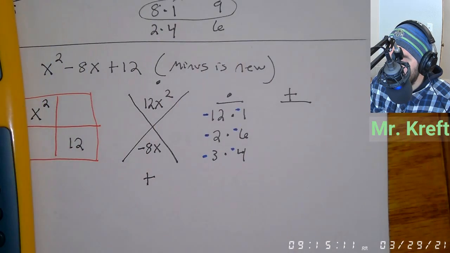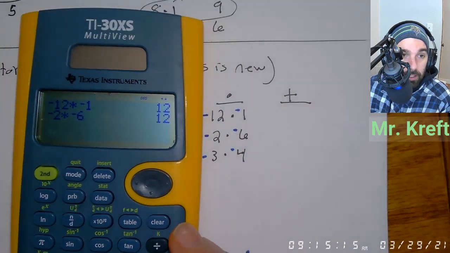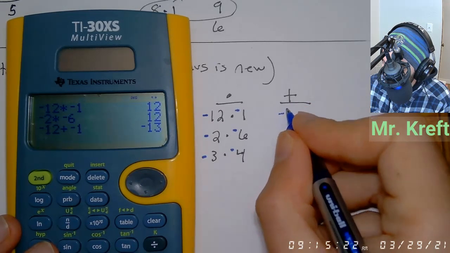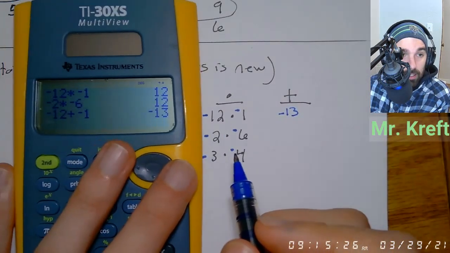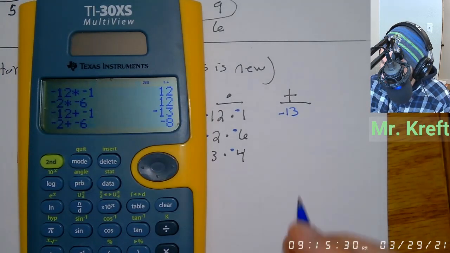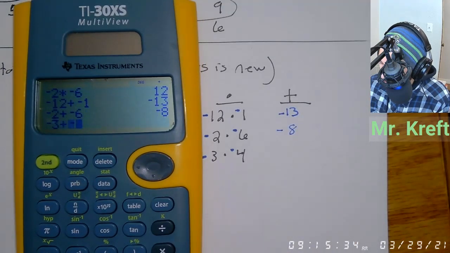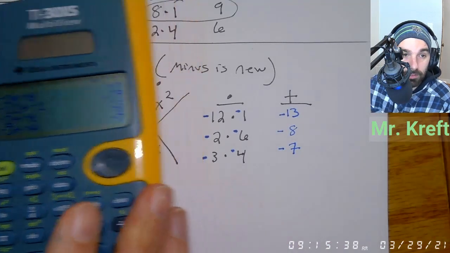But now when I add them, right? So let's see what happens when I add them. I'm going to have negative 12 plus negative 1, so that's negative 13. Okay, that's not what I wanted. I want negative 8, right? And then I go negative 2 plus negative 6. I get negative 8. And then negative 3 plus negative 4, I get negative 7.